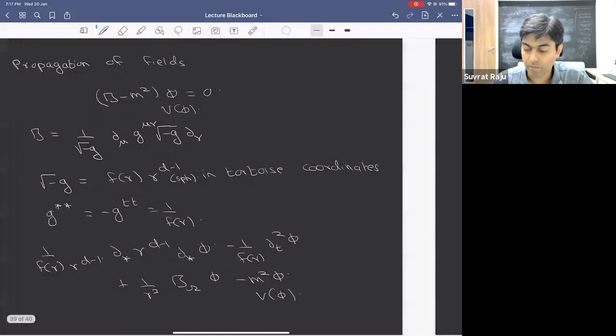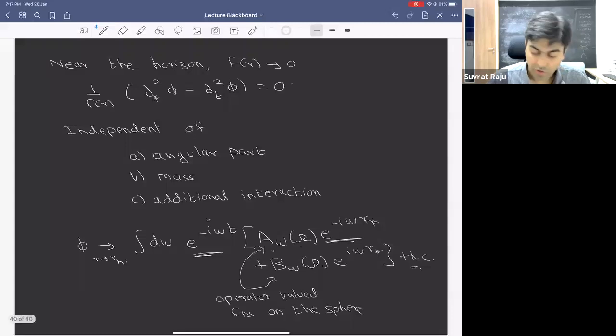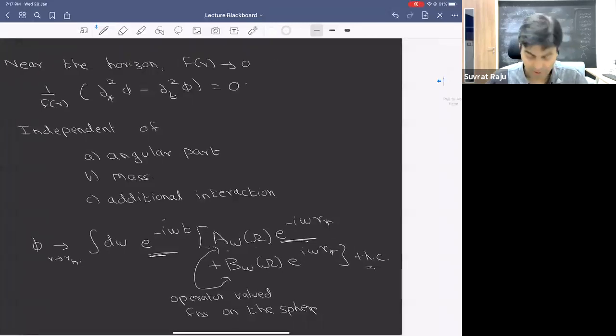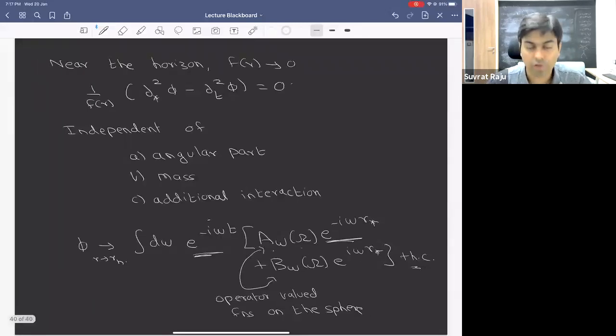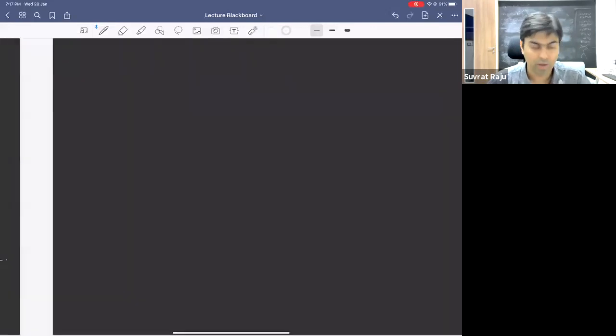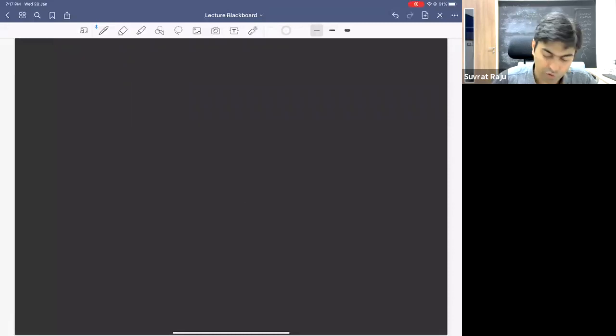Okay, good. Excellent. So let's just, as Sunil was asking, I'm writing down these operator valued functions on the sphere, but that's not the most convenient thing to do. It is, in fact, most convenient to choose a basis for solutions, and that is by expanding out these operator valued functions on the sphere in terms of a basis of spherical harmonics.